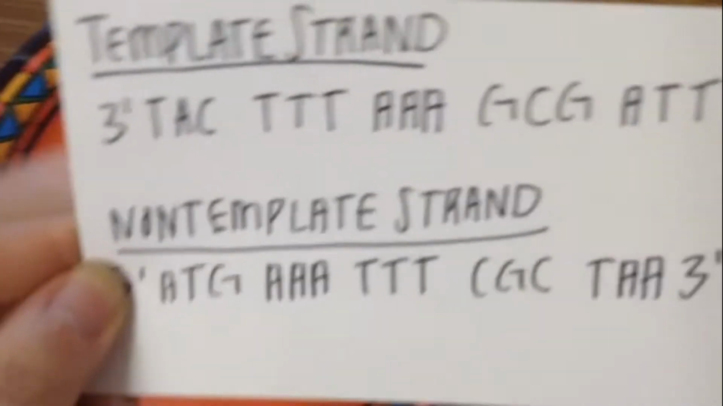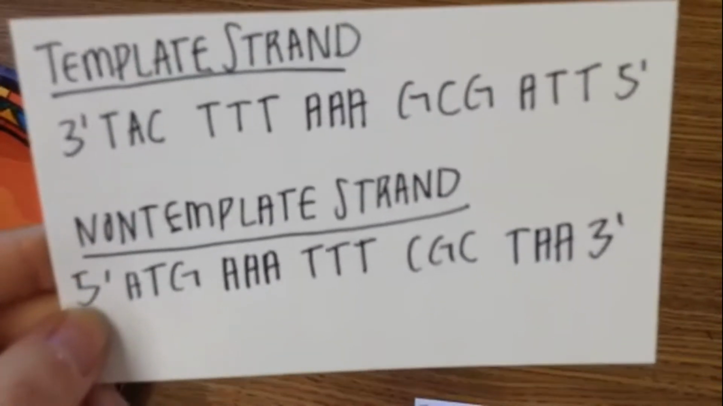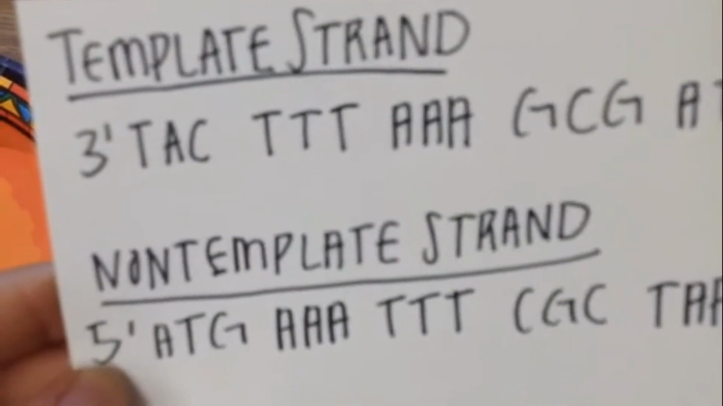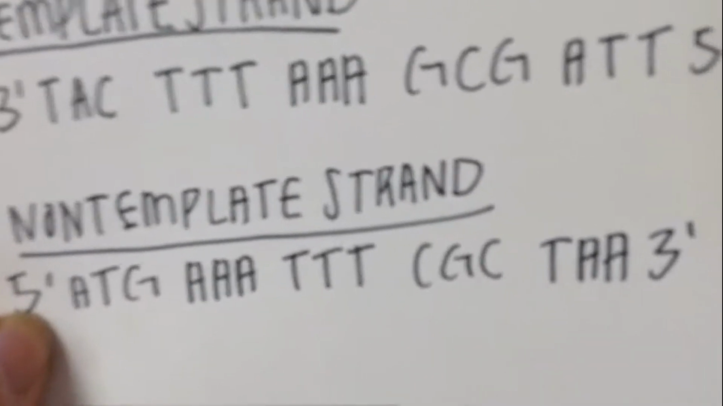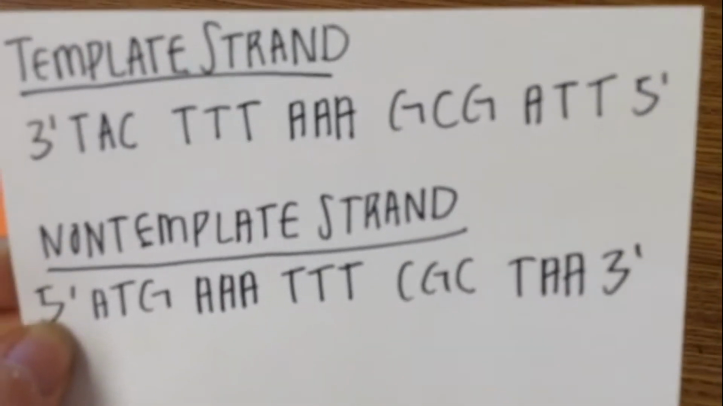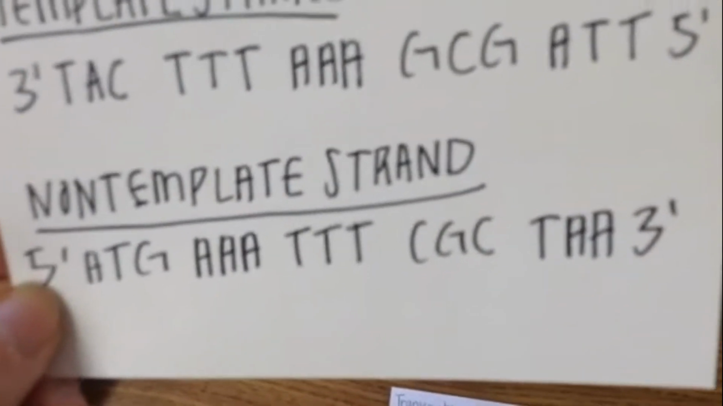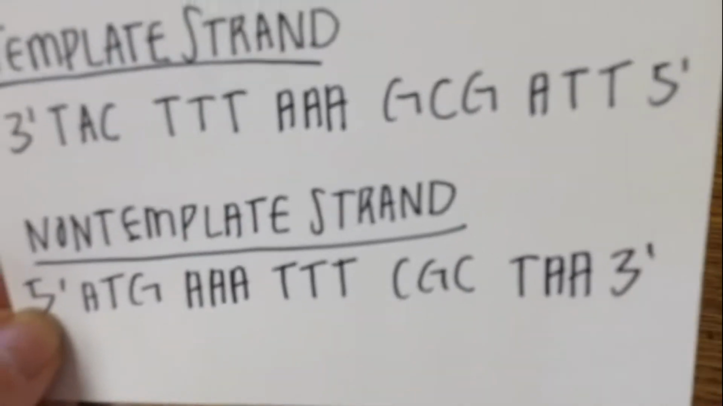During the process of transcription, we have the template strand and a non-template strand. So for the template strand, our base code is as follows: TAC, TTT, AAA, GCG, and then ATT. Whereas in our non-template strand, we have ATG, AAA, TTT, CGC, and then TAA.